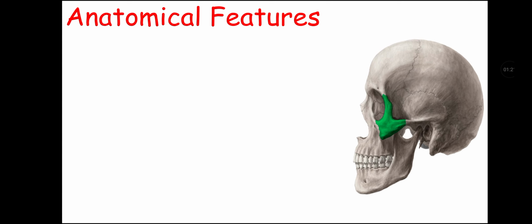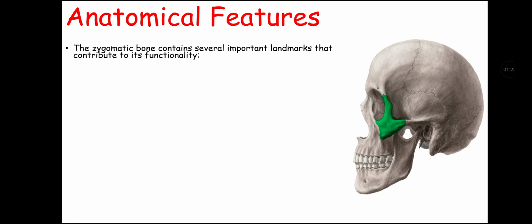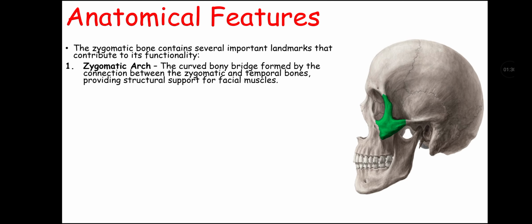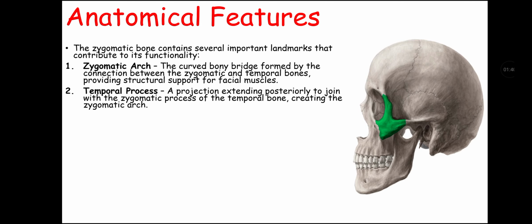Now let's talk about the anatomical features associated with zygomatic bone. Zygomatic bone contains several important landmarks that contribute to its functionality. That is zygomatic arch, the curved bony ridges formed by the connection between zygomatic and temporal bone, providing structural support for facial muscles. Then we have the temporal process, a projection extended posteriorly to join with the zygomatic process of temporal bone, creating the zygomatic arch.